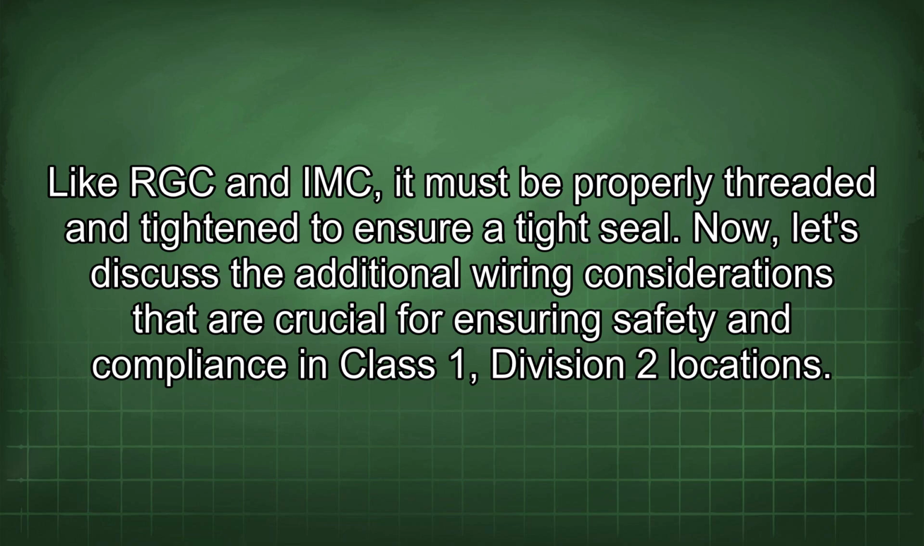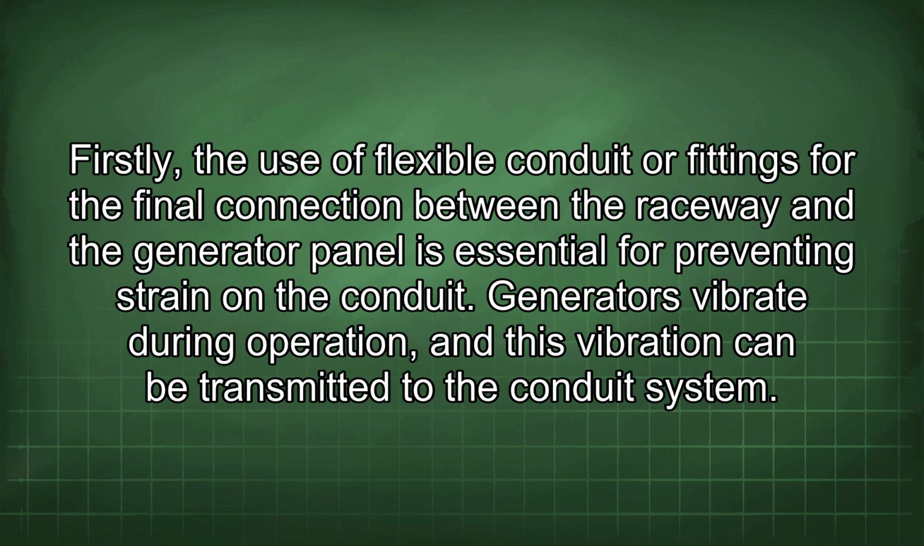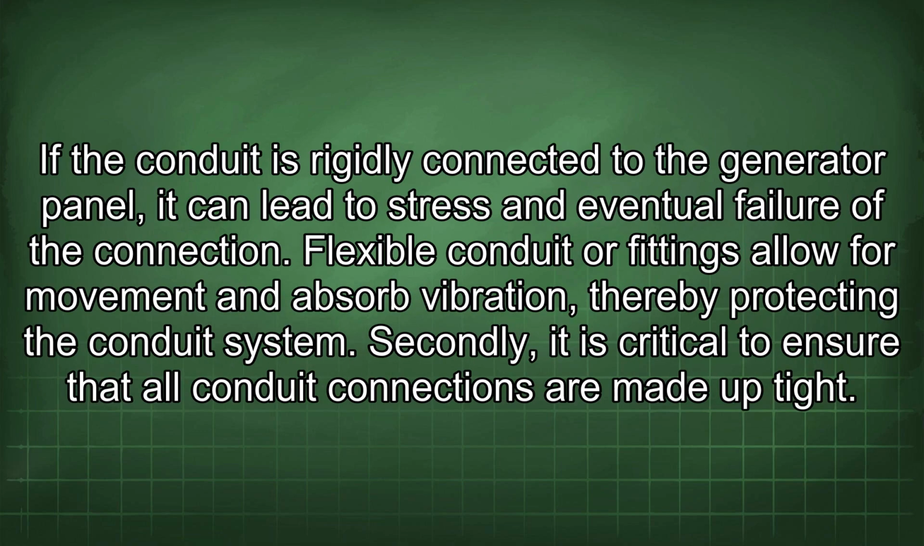Now let's discuss the additional wiring considerations that are crucial for ensuring safety and compliance in Class 1, Division 2 locations. Firstly, the use of flexible conduit or fittings for the final connection between the raceway and the generator panel is essential for preventing strain on the conduit. Generators vibrate during operation, and this vibration can be transmitted to the conduit system. If the conduit is rigidly connected to the generator panel, it can lead to stress and eventual failure of the connection. Flexible conduit or fittings allow for movement and absorb vibration, thereby protecting the conduit system.